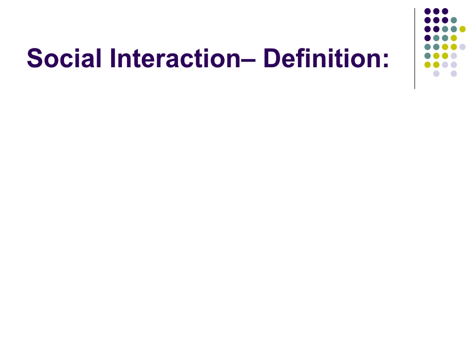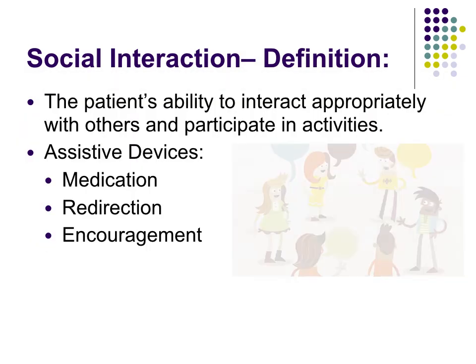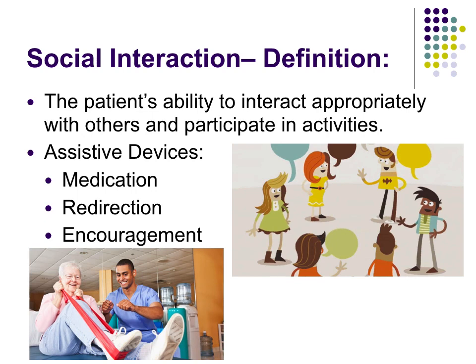This includes skills related to getting along with others and participating with them in therapeutic and social situations. It represents how the patient deals with his or her own needs together with the needs of others. So a couple of questions you may want to ask yourself when scoring this category: Is the patient cooperating? Is the patient participating? And is the patient exhibiting any inappropriate behaviors? Some assistive devices in this category would be medications, whether that be anti-anxiety medication or antidepressants, redirection and encouragement to participate. So be aware of that.